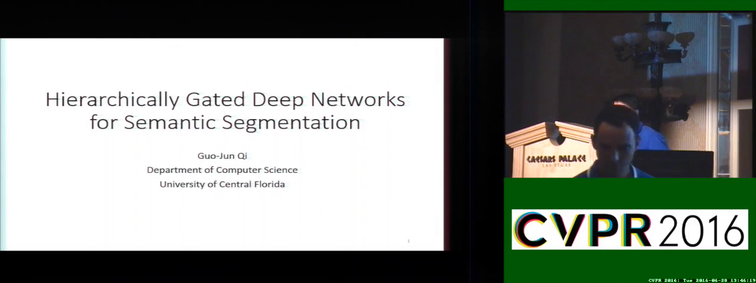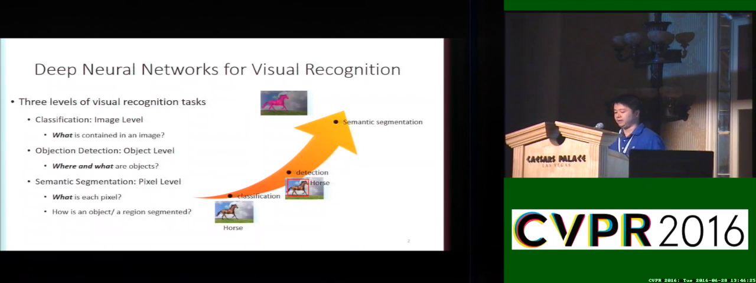Today I will talk about hierarchically gated deep networks for semantic segmentation. It's well known that visual recognition tasks can be characterized into three different categories, from classification to detection to semantic segmentation. In this talk we will focus on semantic segmentation.